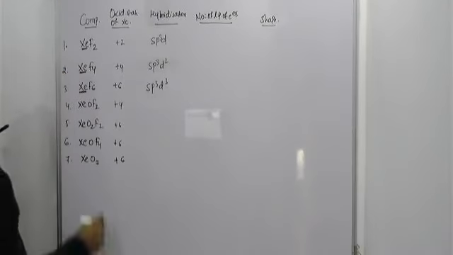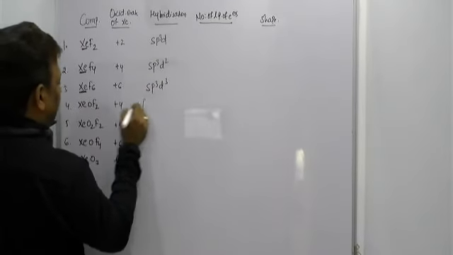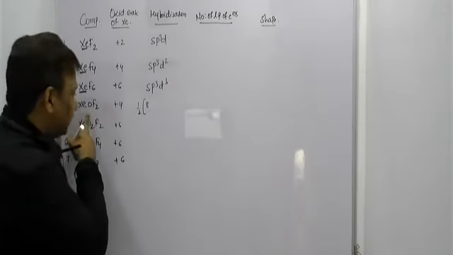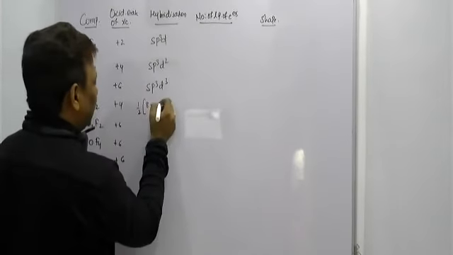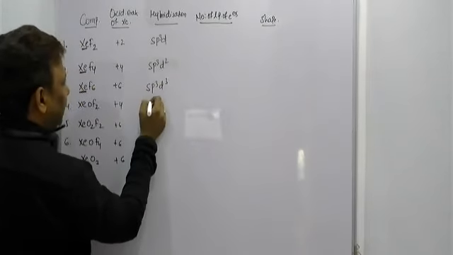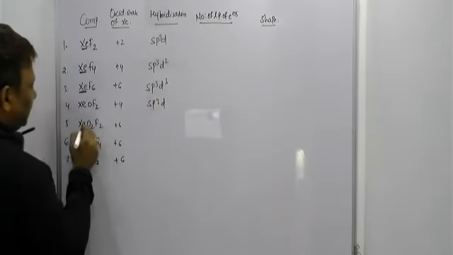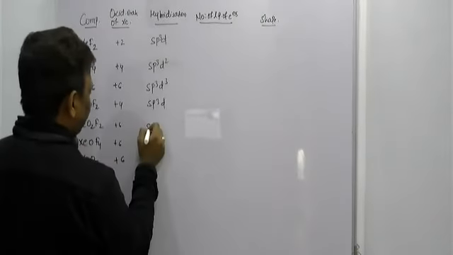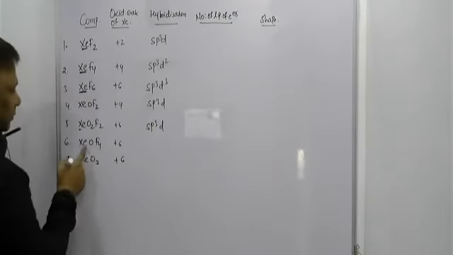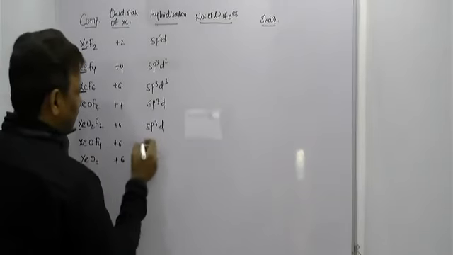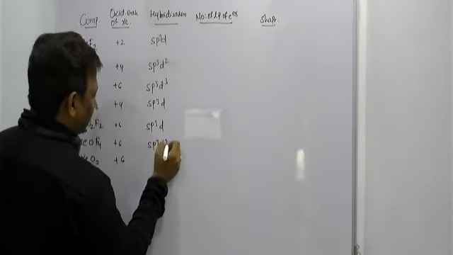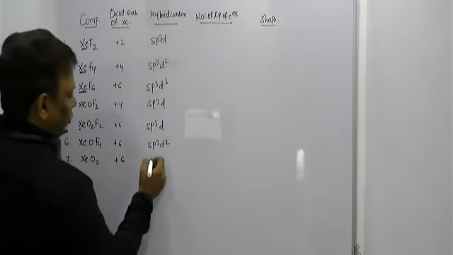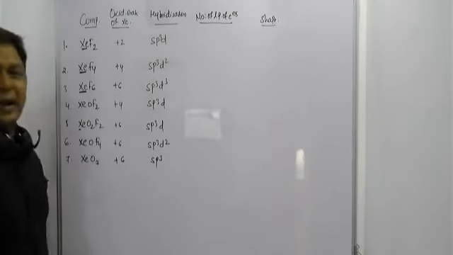7 means sp3d3. Here, beta, electrons in the valence shell of xenon 8. Monovalent is 2. Oxygen we should not count. Only monovalent you have to count. So beta, 8 plus 2, 10. 10 by 2, 5. 5 means sp3d. In this case, xenon, 8 plus 2, 10. 10 by 2, 5: sp3d. 8 plus 4, 12. 12 by 2, 6. 6 means sp3d2. But here, how many? 8 by 2, 4. sp3 type of hybridization.